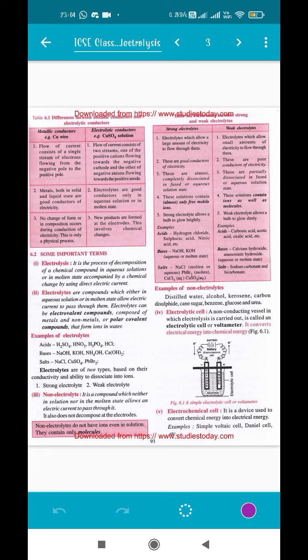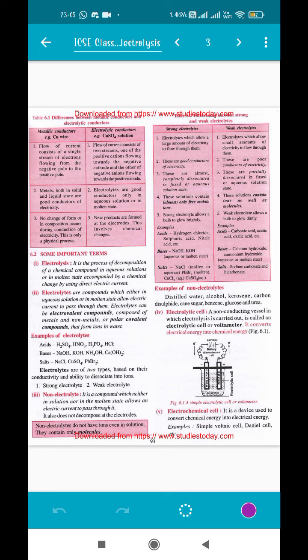Yes, in an electrolytic cell you are passing electricity and you are getting chemicals, right? Something is being produced on those electrodes. So over here, what is the energy conversion? Electrical to chemical. Very important. This is an electrolytic cell.